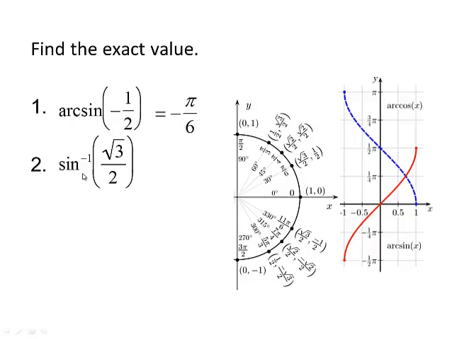Arc sine of rad 3 over 2, well, rad 3 over 2 would be right there. So that would be just pi over 3. And then last one here, arc sine of 2. There's no 2 on here, right? Always check. It has to be between -1 and 1. It's undefined. You can't do that one. All right.